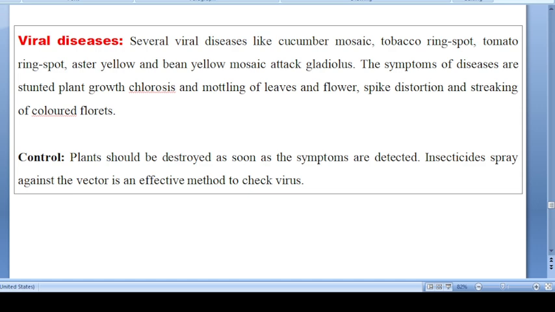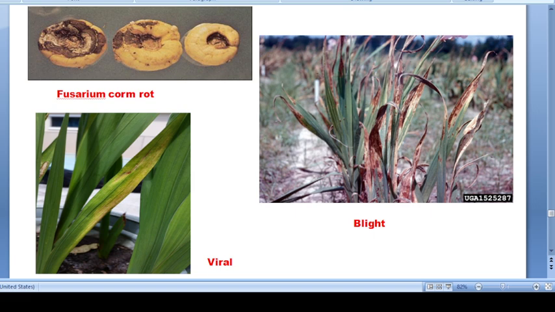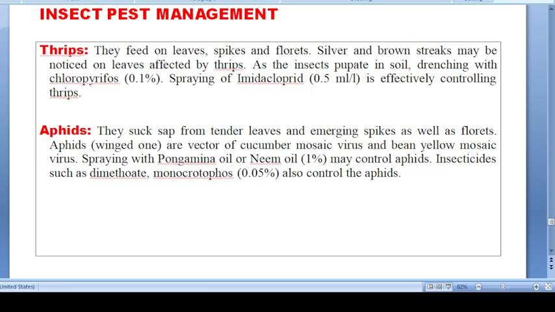There are some viral diseases also here, like cucumber mosaic virus or tobacco ring spot virus or tomato ring spot virus. There will be mottling, mosaic and stunted growth of the plants. So here we have to control the vectors. Here you can see light, corm rot and the viral infestation. Thrips and aphids are the major vectors for transmitting the viral diseases.